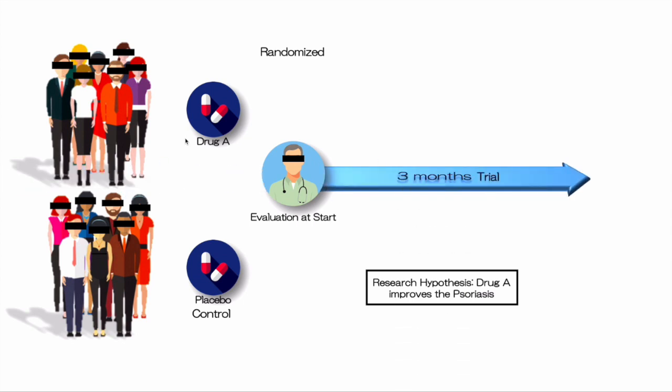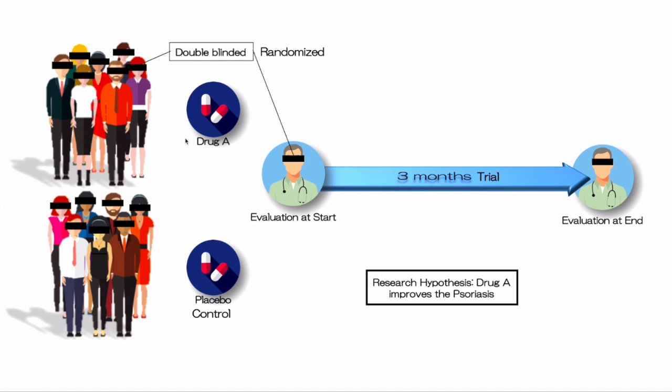And after a 3-month trial, he does the evaluation one more time without knowing whether this person had the drug or placebo. This is why we can call this kind of study a double blinded randomized controlled trial, or double blinded RCT. And when we do such research as a randomized controlled trial, you see that the independent variable is the drug that we are using here, for a dependent variable, which is the disease, psoriasis.